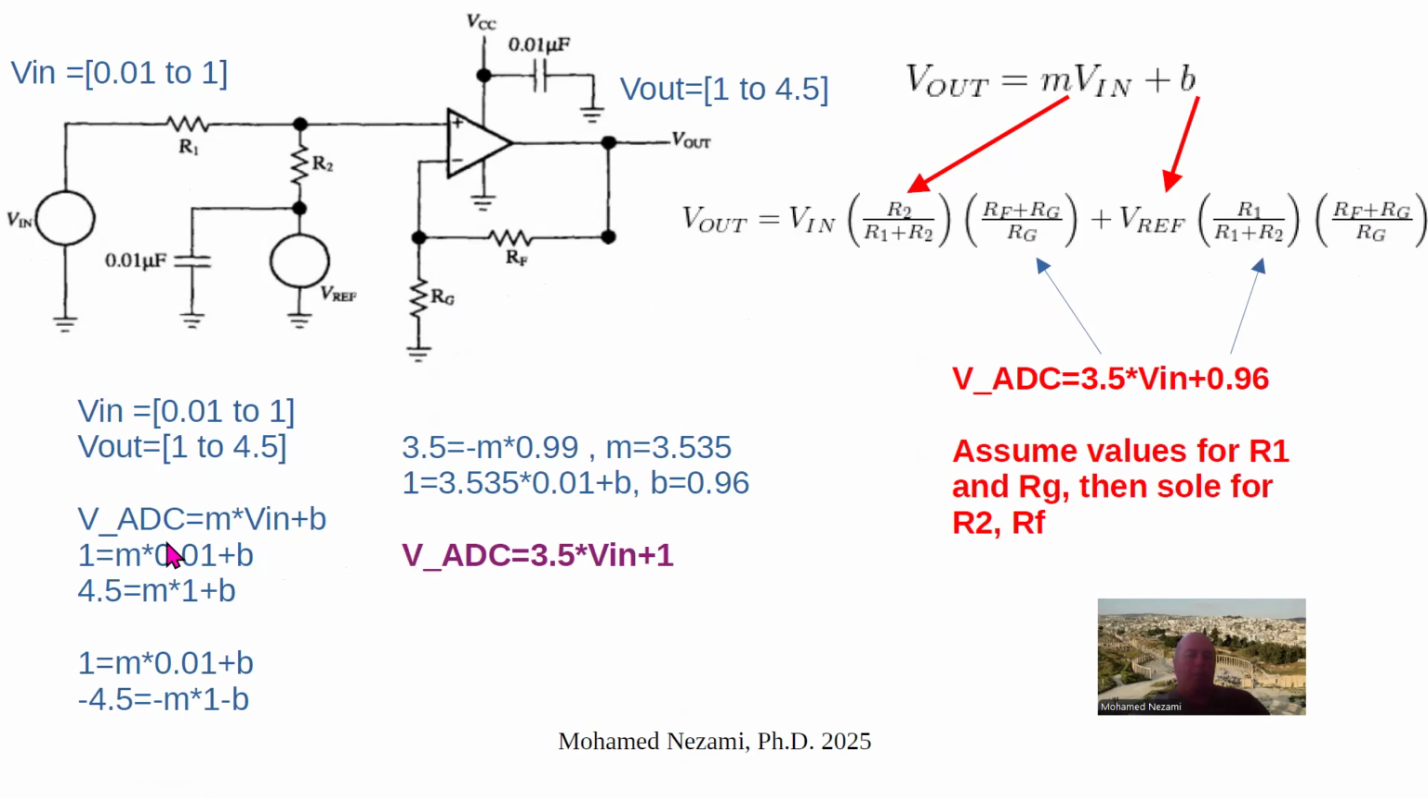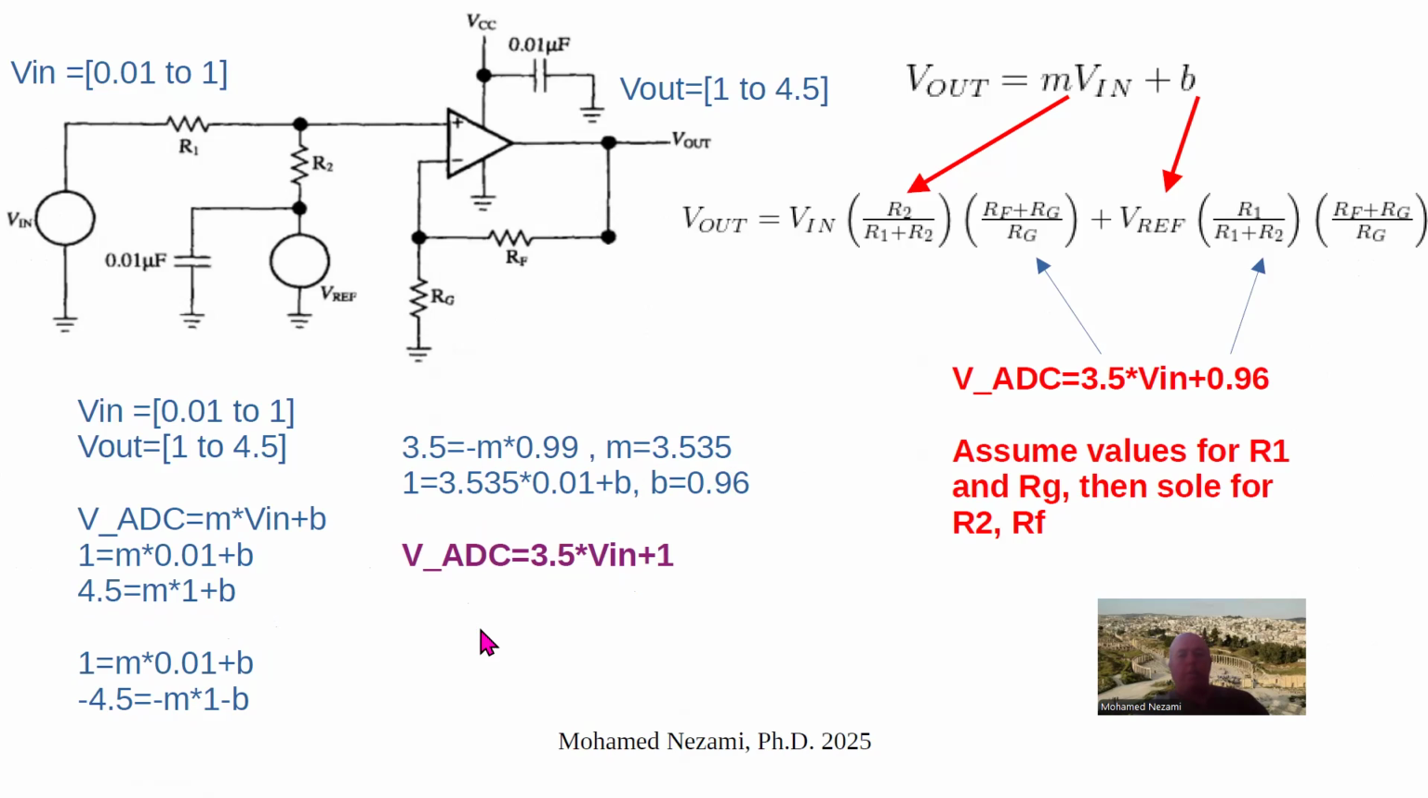What we do is, the ADC input or the output in here is M VN plus B. We have 2 points, 1 and 4.5, right? These two values for V ADC, we equate to M times this input in here plus B, and M times this input in here plus B. So we have two equations and two unknowns, M and B. First of all, let's cancel one of the unknowns by subtracting these two equations from each other so that we cancel out the B. If we do that, we automatically get M is 3.535, and then take this value and substitute in either equation, you get a value for B, and in this case, it's almost 0.96.